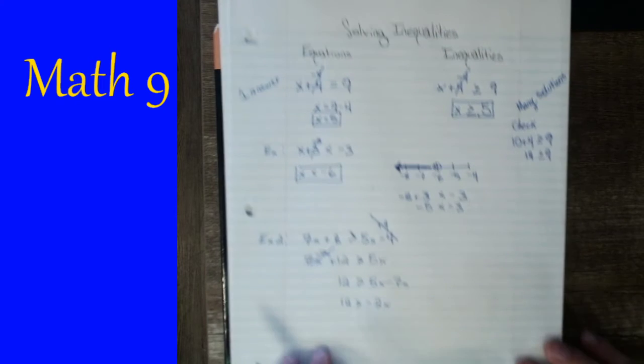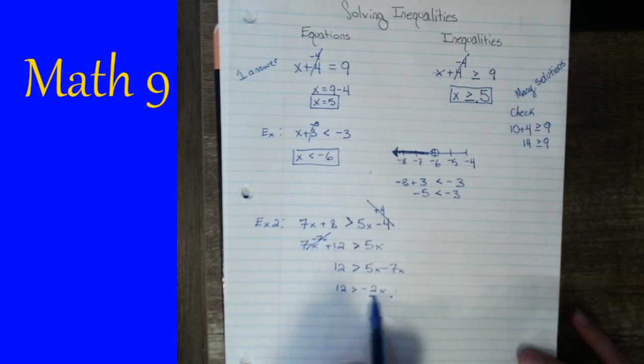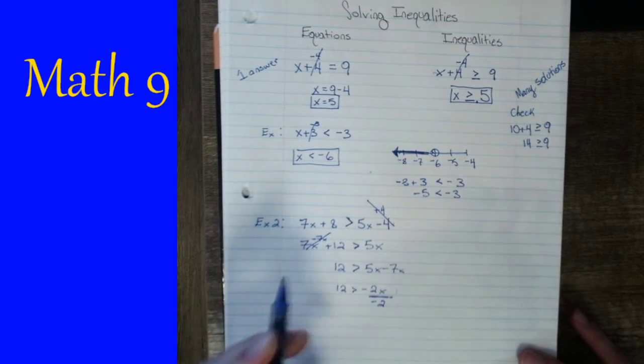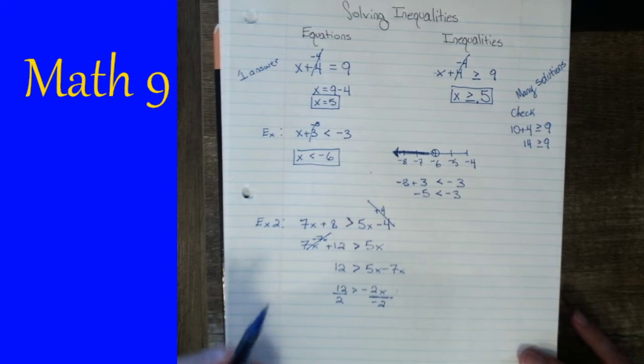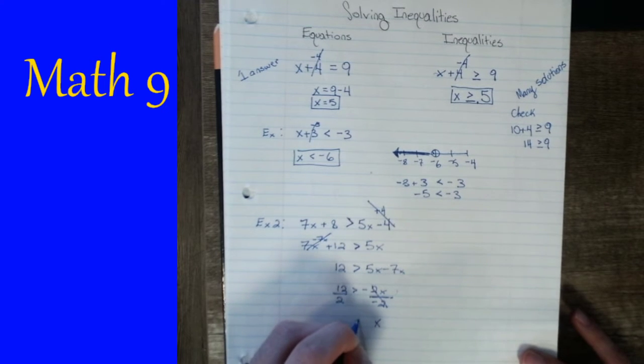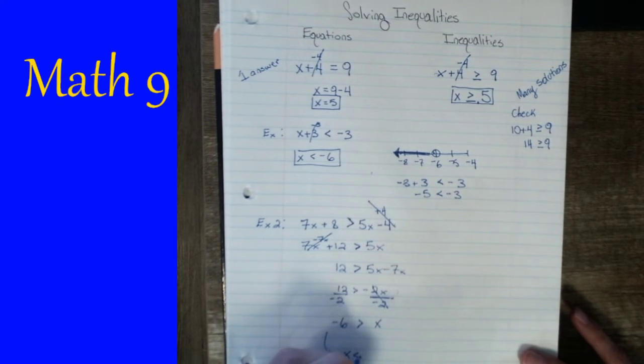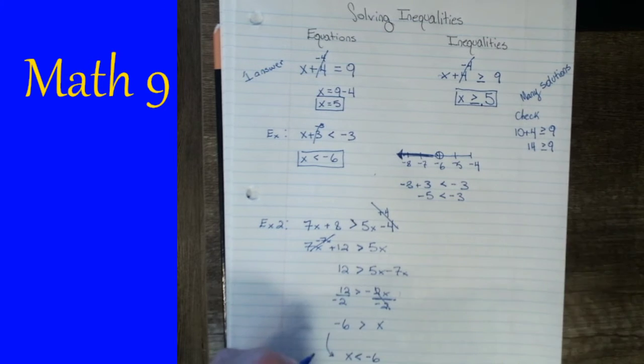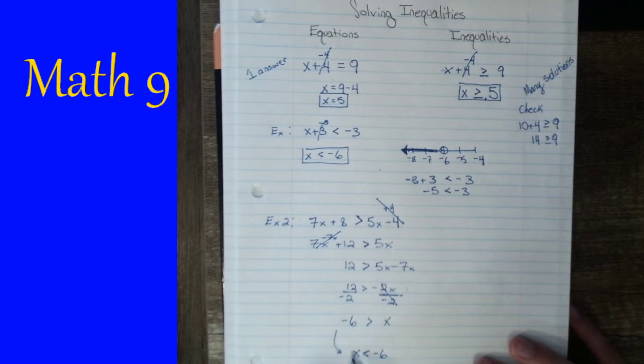Now we're going to divide by negative 2. Sorry, how will we read that? I like to rewrite those. So x is less than negative 6. So that's how this reads. X is less than negative 6. So that's the answer to my inequality.